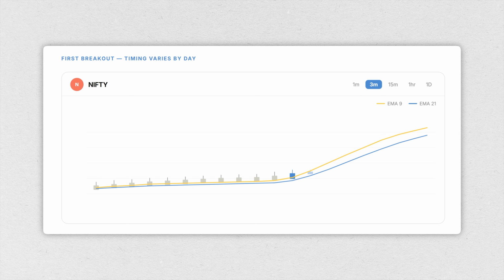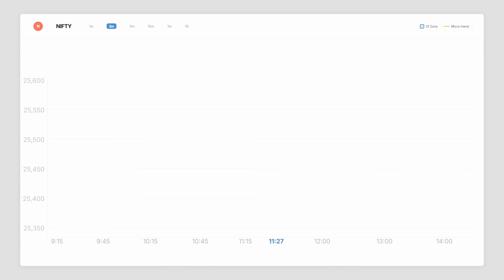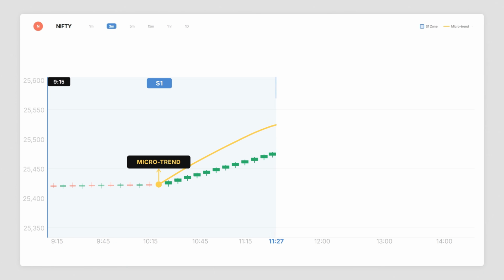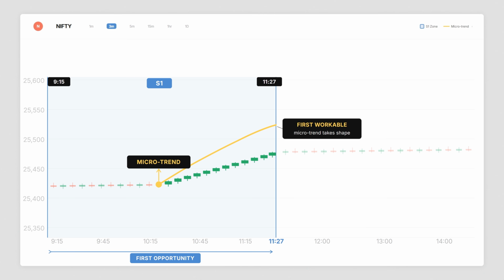Now, this timing is not fixed or guaranteed. There will be days when the move begins closer to 10 and others when it may appear only around 10:30. So do not treat the exact time as a rule. The broader point is that on most days, the first meaningful opportunity tends to show up within what I call the S1, the phase from 9:15 to 11:27.